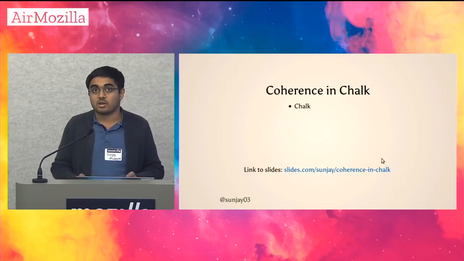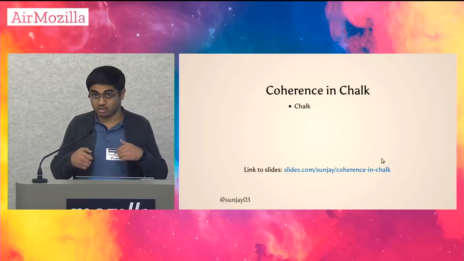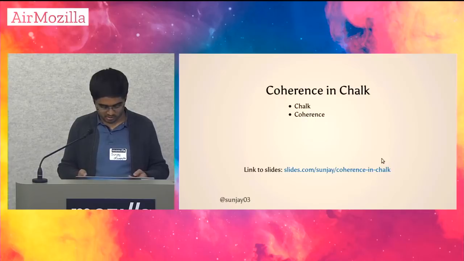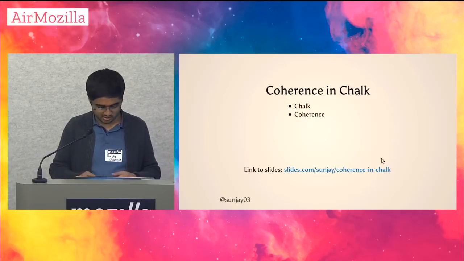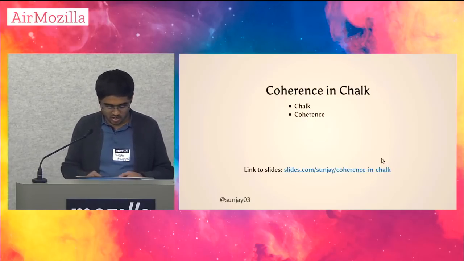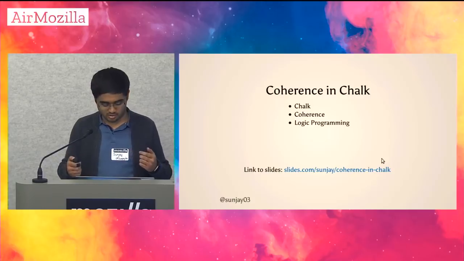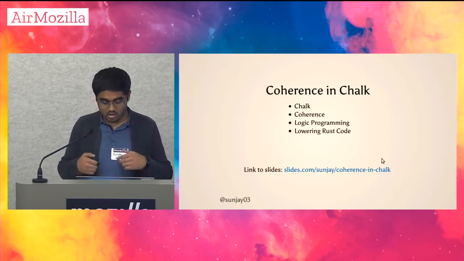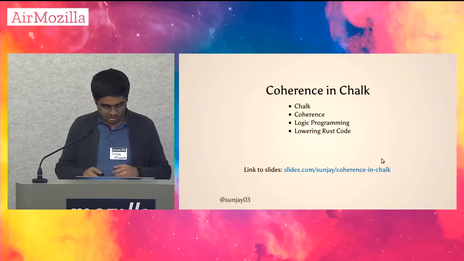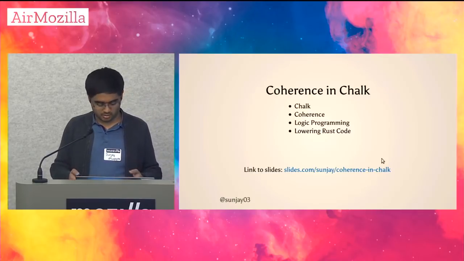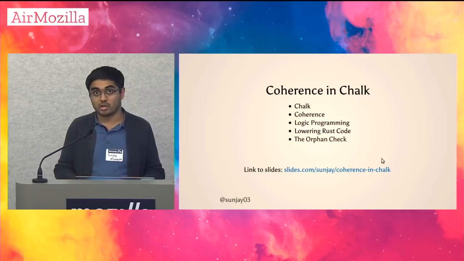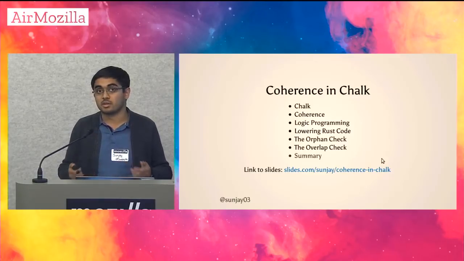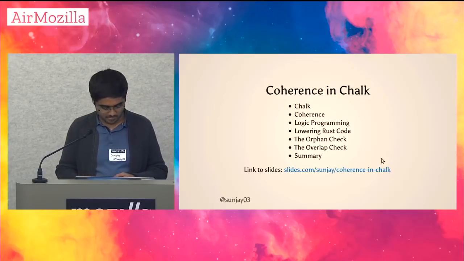I'm going to start this talk by talking a bit about what Chalk actually is. Then I'll go into coherence and what that means in the context of the Rust programming language. After that, I'll talk a bit about logic programming and cover how we lower Rust code into logic in Chalk. Finally, we'll talk about two parts of coherence, the orphan check and the overlap check, and I'll finish the talk with a summary and some final thoughts.